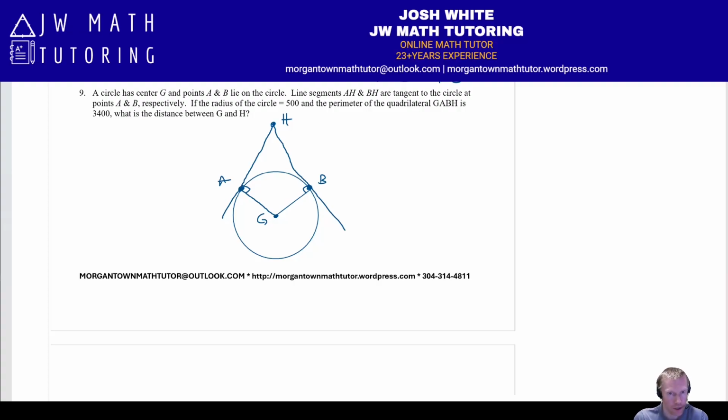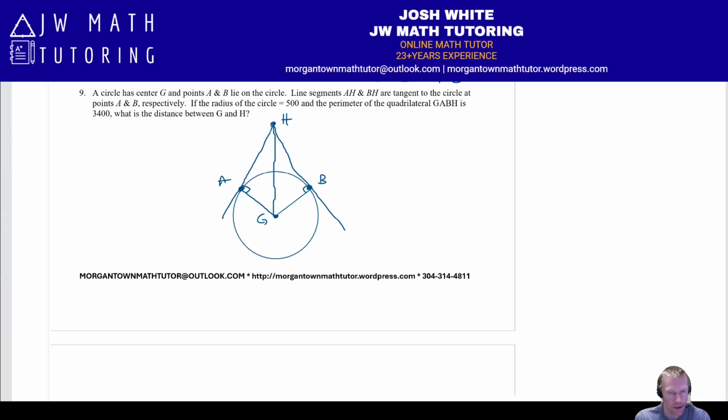And it ends up forming 2 right triangles. That's the one piece of information you do need to know in order to solve this problem: when you draw the radius from the center of a circle to a point of tangency, it is perpendicular to that tangent line. And the other thing you need to know is that when you draw this line down the middle, connecting G to H, we've made two congruent right triangles.